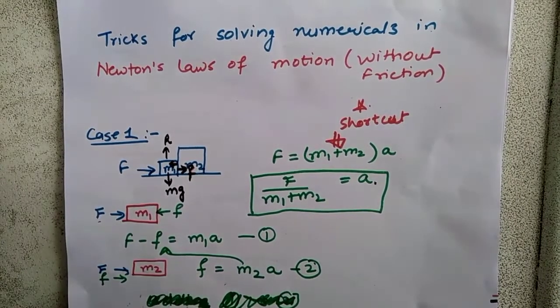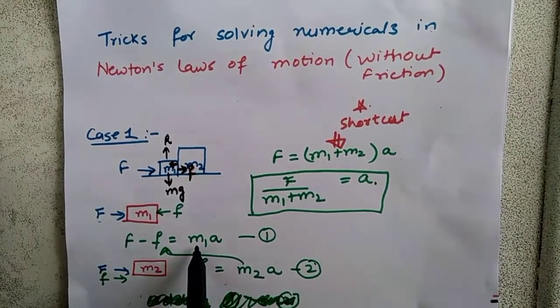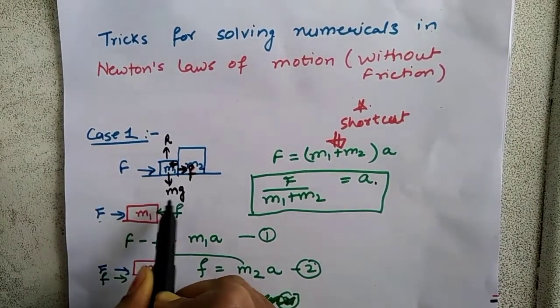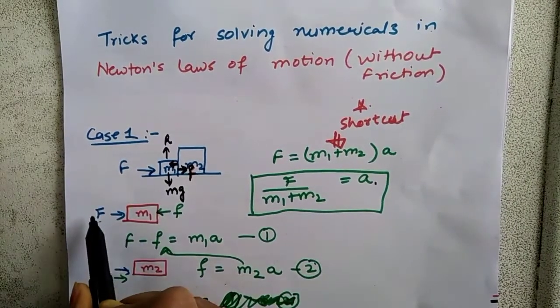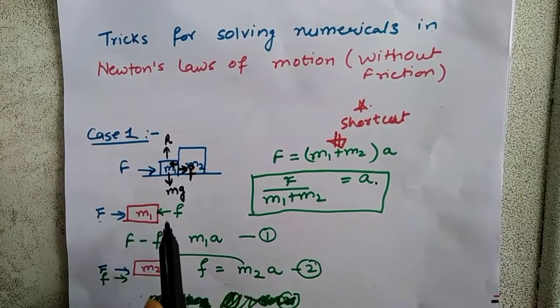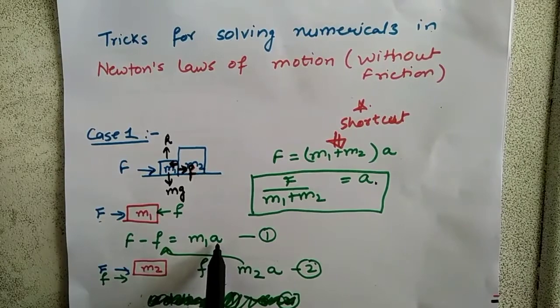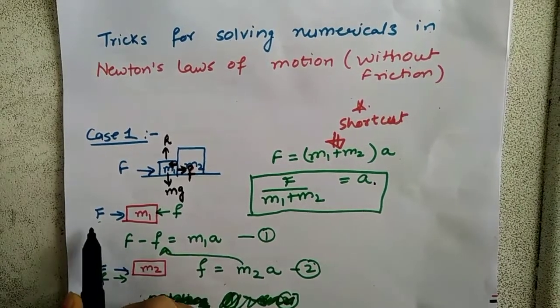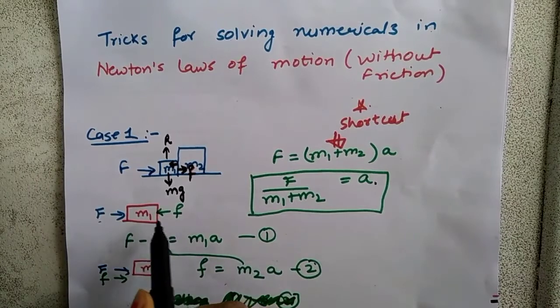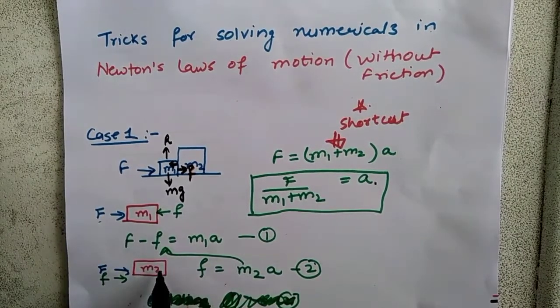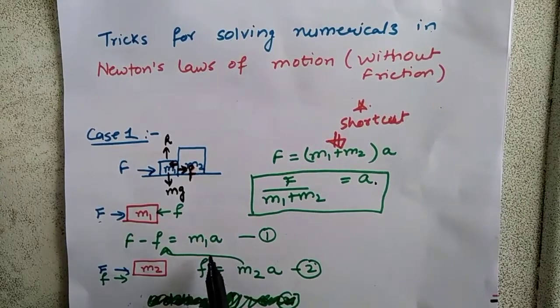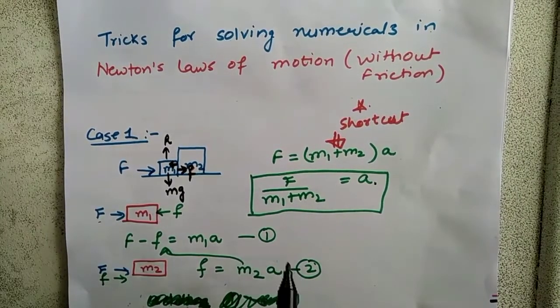Trick number 2 is that whenever you are writing the equation, always see which side the acceleration of the body is. Since acceleration is in this direction, capital F is greater than small f. That is why the body is able to move. So I will write m1 into a, this is also force, is equal to capital F minus small f. This is for body number 1. Now for body number 2, acceleration and the small force f are both in the same direction. So for body number 2, I can write small f is equal to m2 into a.